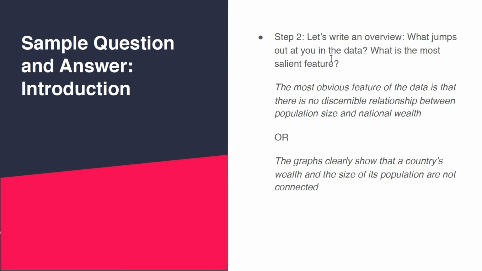Next step. Now we need to write our overview. So earlier on I said that this was an important element. I'm going to describe what an overview is and why it's important. So to write an overview, you need to answer these questions. What jumps out at you in the data? Or what is the most salient or obvious feature?